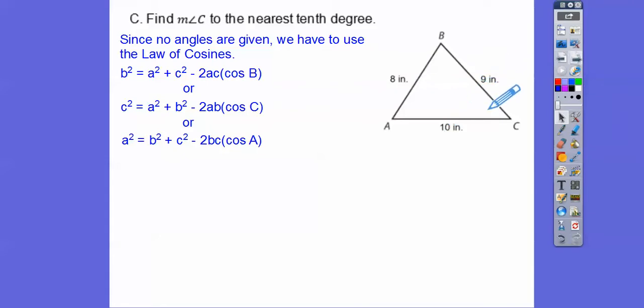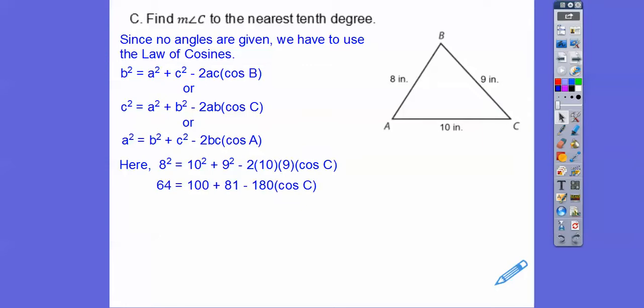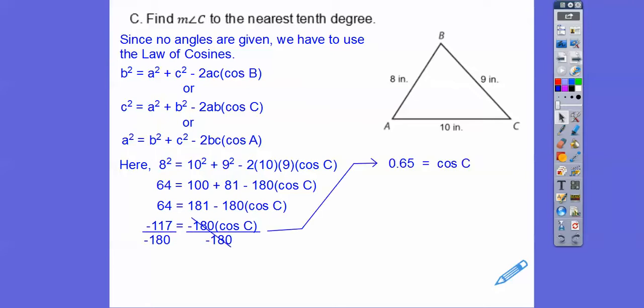So that's what we're going to do here. Okay, so let's go ahead and square those. I get that. And then 100 plus 81 is 181. Then we'll subtract 181 from both sides and we get that. And then we divide both sides by negative 180, and here we are.